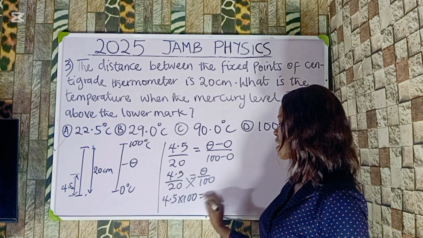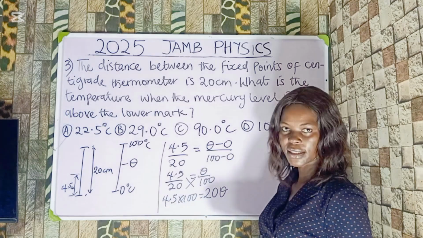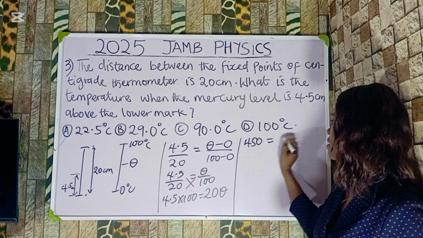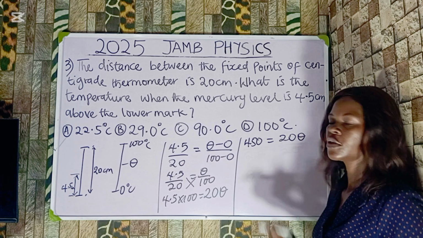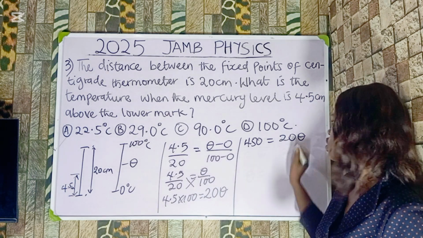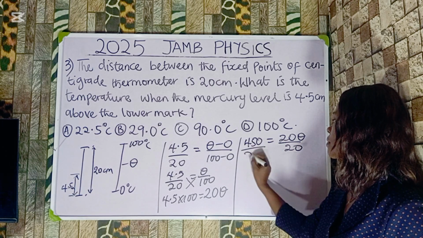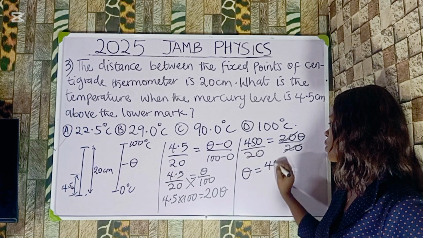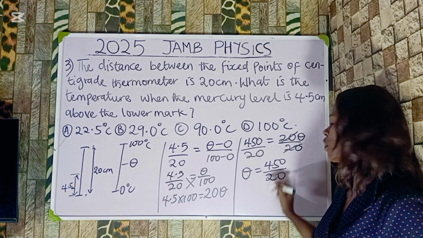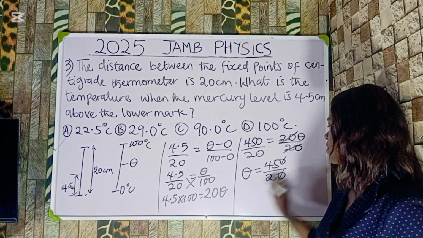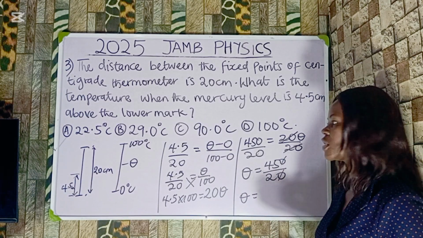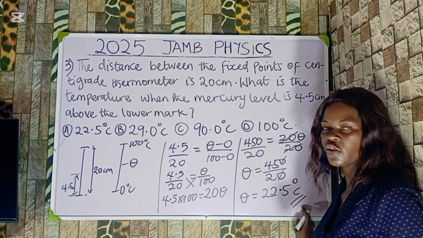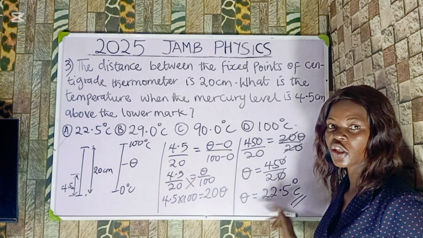We can say cross multiply. 4.5 times 100 is equal to 20 what? Theta, right? Now multiply to have what? 450 is equal to 20 what? Theta. So divide both sides by the coefficient of theta, which is 20. This cancels this, right? Now theta is equal to 450 over 20, right? Then we cancel out. Then when you divide this, it's going to give us 22.5 degrees Celsius. So the correct option in this question is option A.